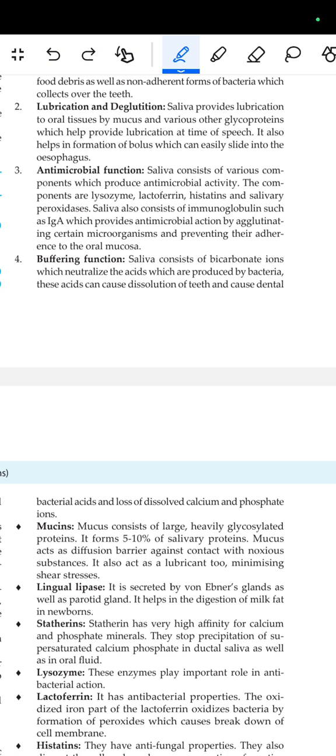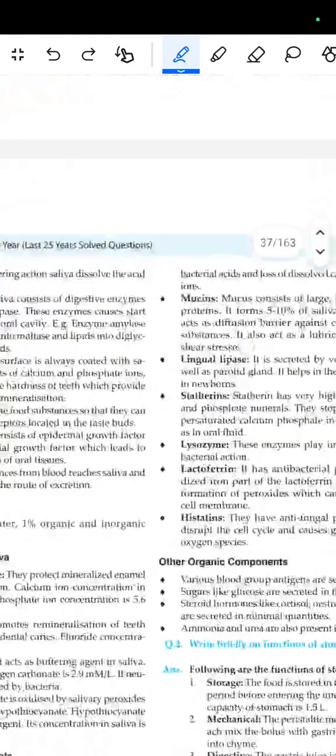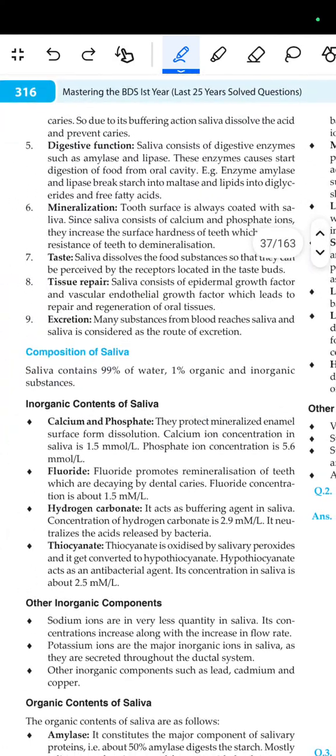Buffering action. Saliva consists of bicarbonate ions which neutralize the acids produced by the bacteria. These acids can cause the demineralization of the teeth and cause dental caries. So due to the buffering action, saliva dissolves the acid and prevents caries. Digestive function. Saliva consists of digestive enzymes such as amylase and lipase. These enzymes start the digestion of the food in the oral cavity. Enzyme amylase and lipase break starch into maltose and lipids into diglycerides and free fatty acid.